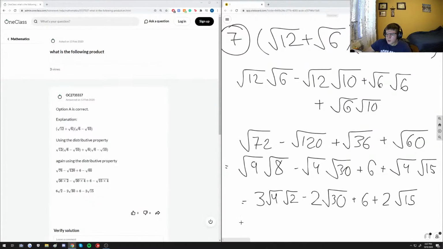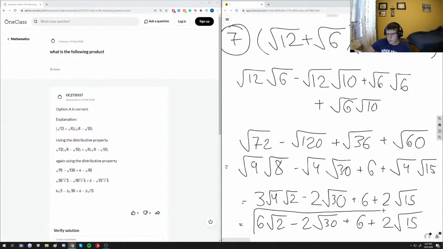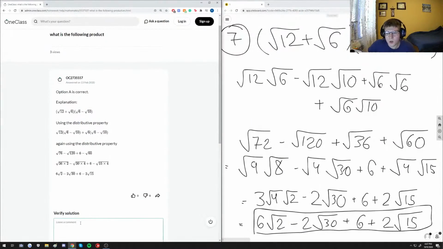So after this final step here where we just evaluate the square root of 4 and multiply it to 3, we're going to get 3 times 2, which is 6, root 2 minus 2 root 30 plus 6 plus 2 root 15. And this is our answer right here. And it is said exactly the same way here. So option A, if that is what option A is, that is correct. So this is the correct solution.